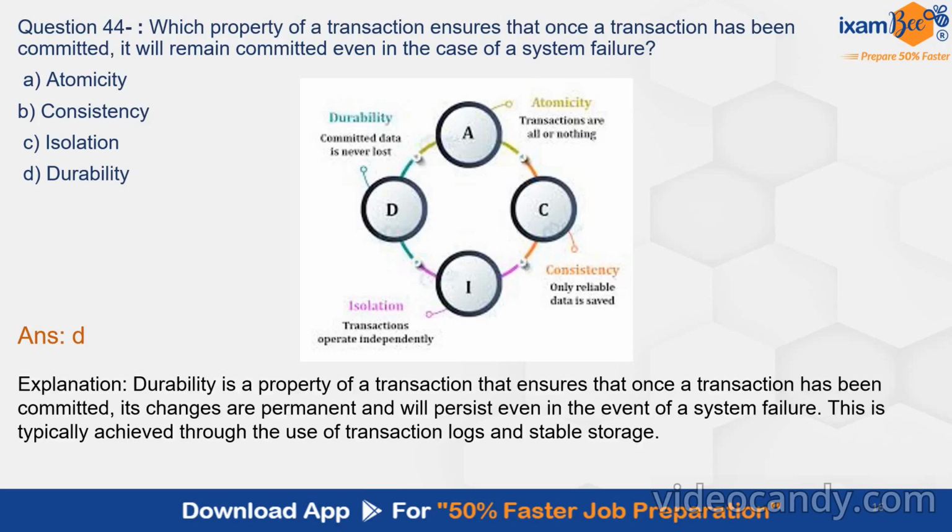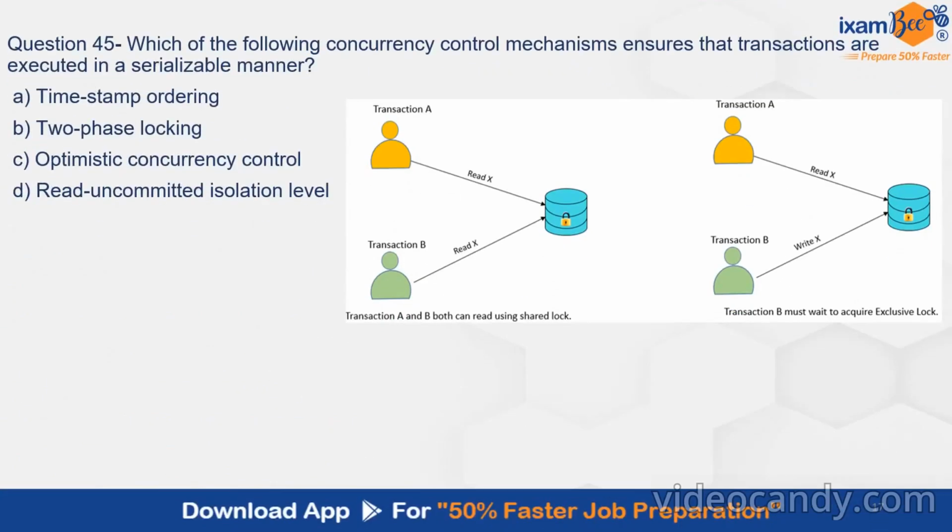Fine, let's move ahead. Question number 45. Which of the following concurrency control mechanisms ensures that transactions are executed in a serializable manner? Option A, timestamp ordering. B, two-phase locking. C, optimistic concurrency control. And D, read uncommitted isolation level. And the correct answer is B, two-phase locking.